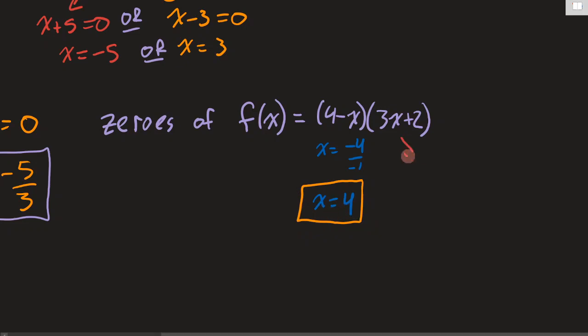And then this factor over here, x equals positive 2, if we bring it to the other side, is negative 2 over 3. And so that is the zero property of quadratics, and that is how you can find your zeros from factored form.